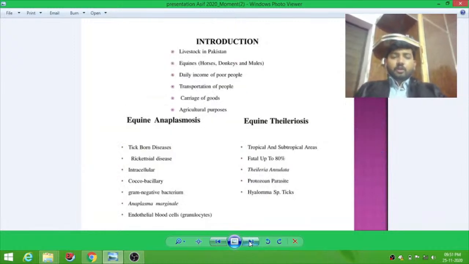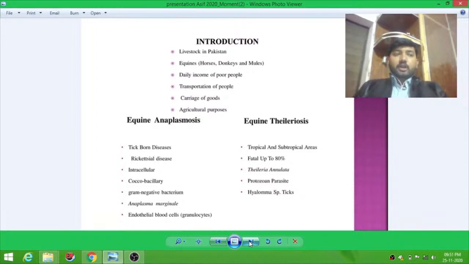In the introduction, we know that Pakistan is an agricultural country and we have a lot of livestock animals. We have selected the equines. Equines include horses, donkeys, and mules. They are used for daily income, transportation of people, carriage of goods, and agriculture. There are many diseases in different types of livestock. We have selected only two, anaplasmosis and Theileria annulata. Both are tick-borne diseases. One is due to a gram-negative bacterium, the other is due to a protozoan parasite.